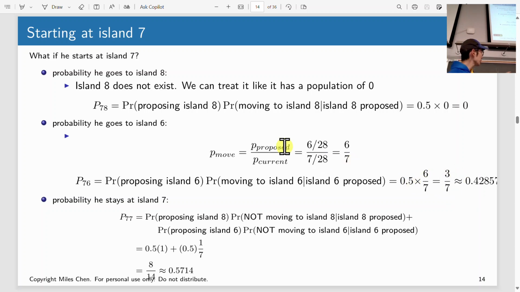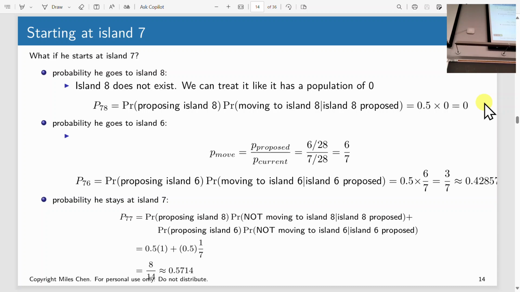Okay, what's the probability we go to the right? 0, okay? Because we could propose island 8, which doesn't exist. So we'll treat it like it has a population of 0. Basically, this is outside the support of our distribution. We propose it with probability 0.5. We go there with probability 0. So this is 3/7.